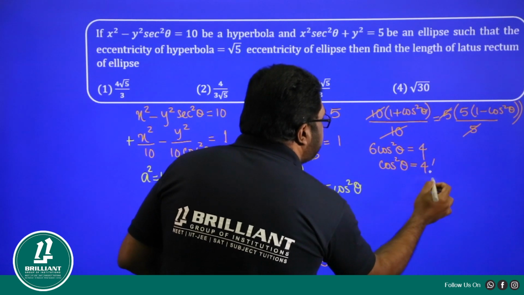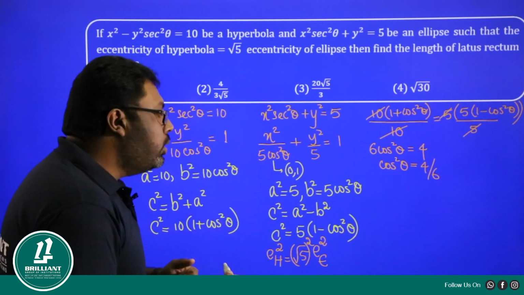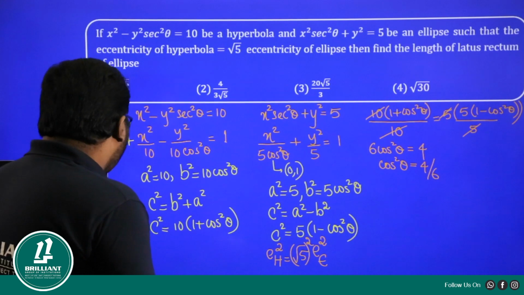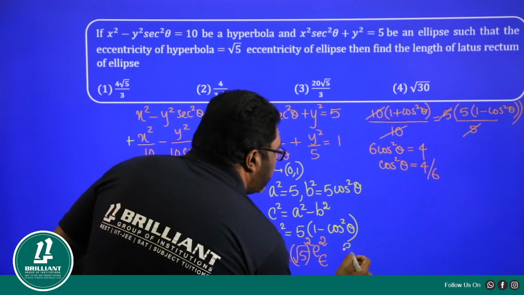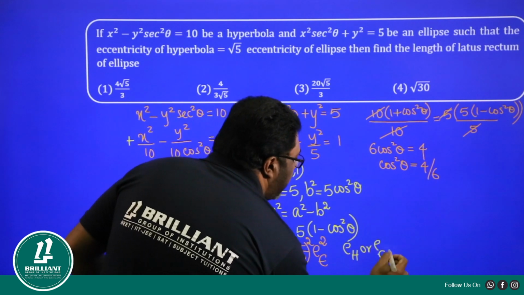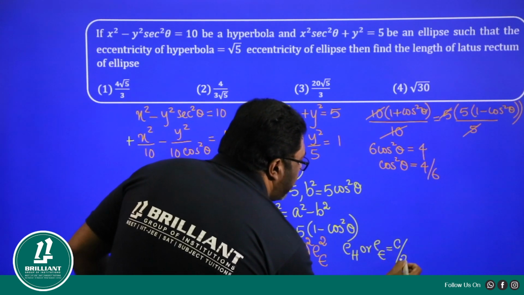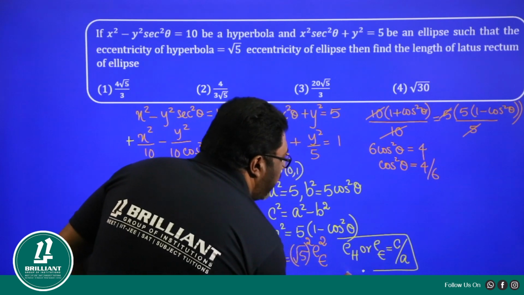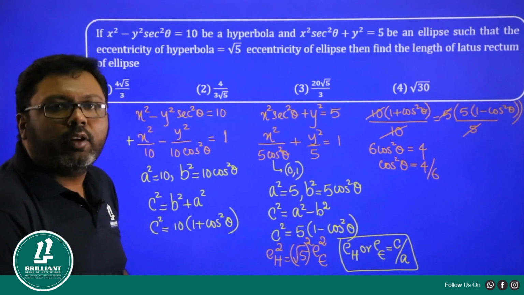So cos squared theta equals 4 by 6. Now let me remind you, what is the eccentricity formula? Whether it is the eccentricity of the hyperbola or the eccentricity of the ellipse, in both cases the formula is c by a.